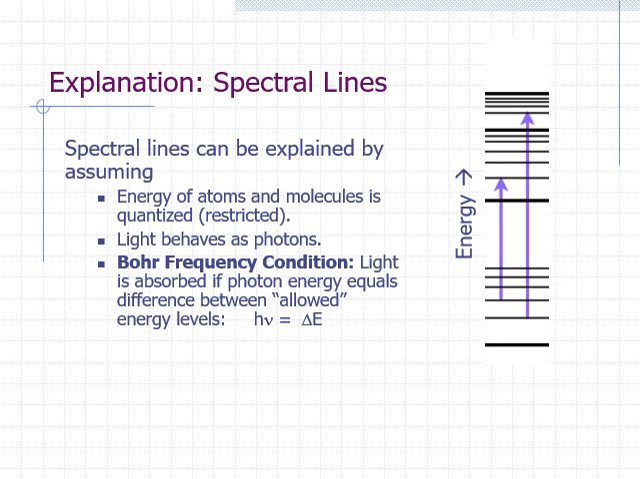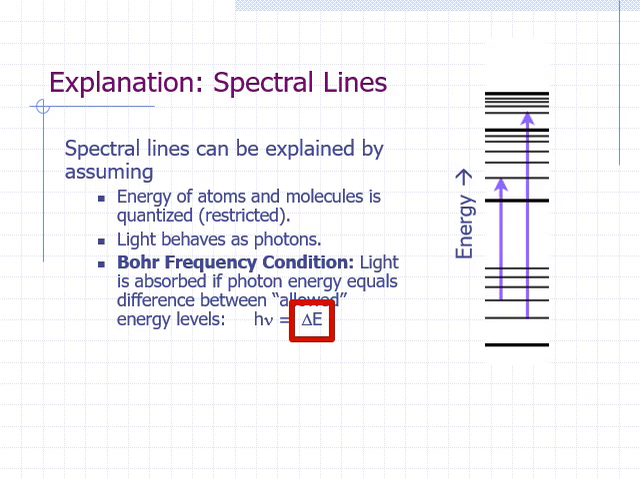The energy of the photon of frequency nu is h times nu, where h is Planck's constant. For the photon to be absorbed, this must be equal to the gap between the initial and final energy levels of the atom or molecule.